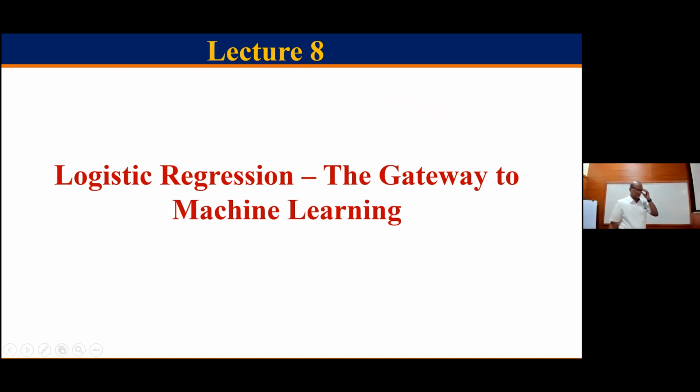Okay, so we set out an ambitious target to cover both gradient descent and logistic regression. The previous class we couldn't do that, but today we will complete logistic regression. As you recall, I titled this the gateway to machine learning because it's the first and most important technique to approach a machine learning problem, particularly when you have a classification problem.